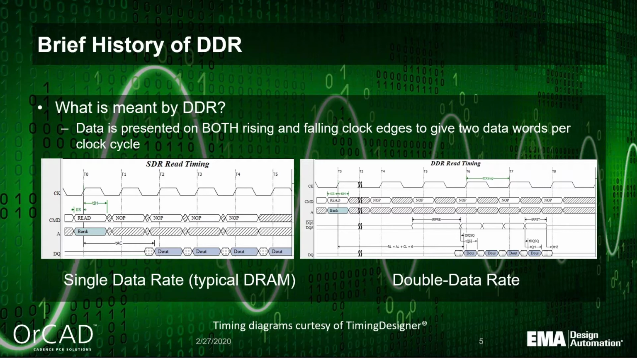Double data rate kind of doubles that up, as the name implies, where you get a data word on the rising edge and then a data word on the falling edge. You also have strobe capability now, as you can see in the timing diagram. There's a DQS line which gives you that strobe, which is that source synchronous capability, and those two signals are the important routing and timing signals for all of your particular design applications for DDR.